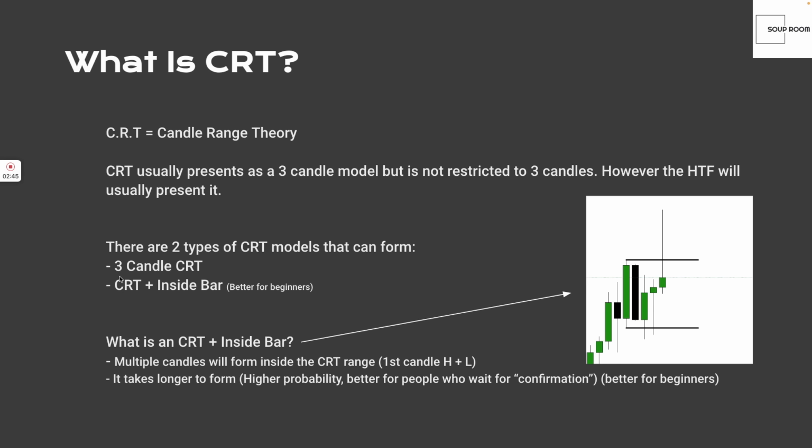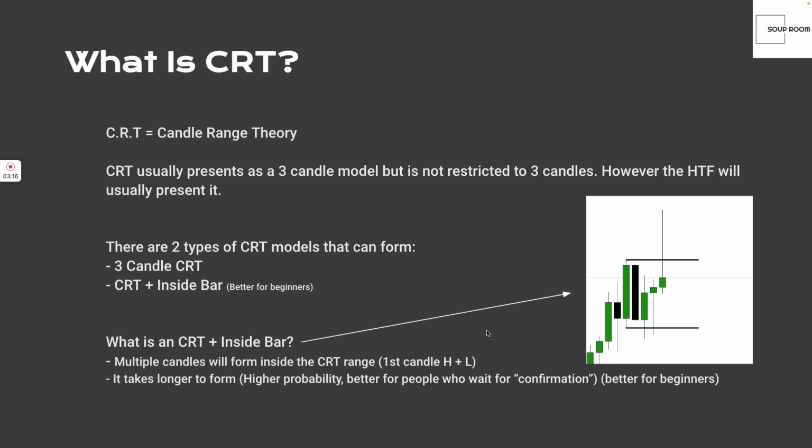As I say right here, there are 2 types of CRT models that can form. The 3-candle model, which everybody is used to. If you're not, please watch my previous videos. And a newer model, CRT plus inside bar. This is a lot more high probability. So if you're looking for high probability setups and you want to filter out everything else, focus on the CRT plus inside bar setups.